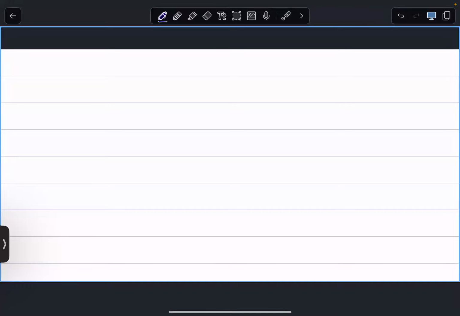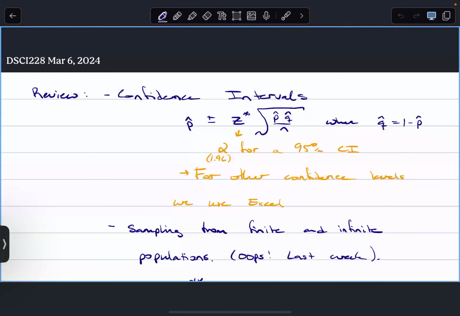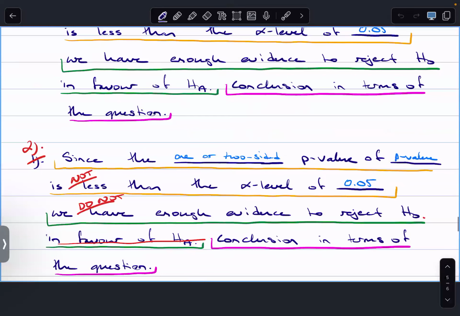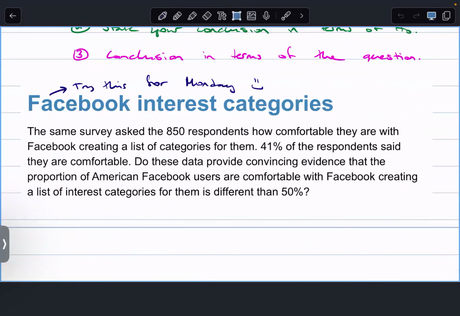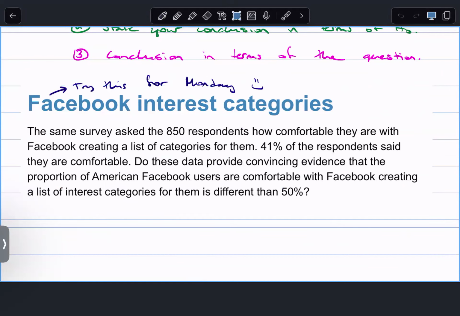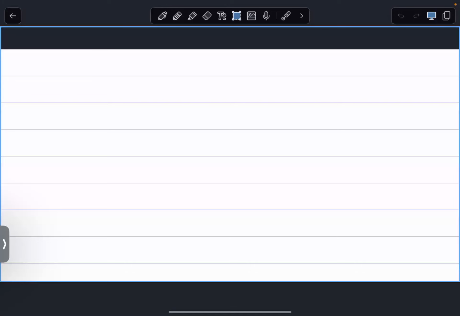Let's do a little bit of review, but I also left you with a problem to try last day. Put it at the bottom, I think. Try this for Monday. I'm going to grab this one while I can. Copy. But let's do just a smidge of review.